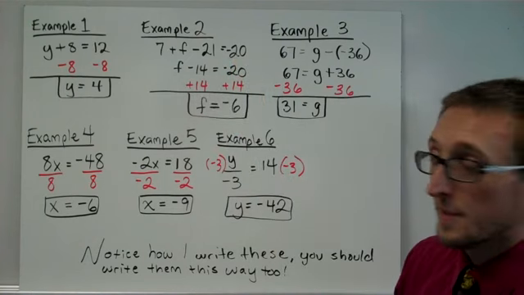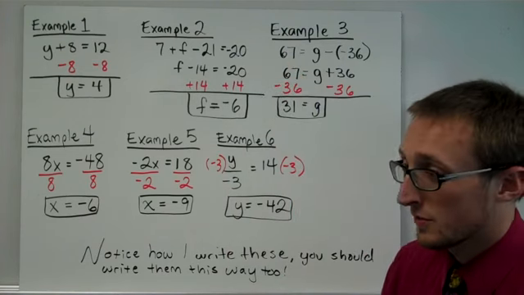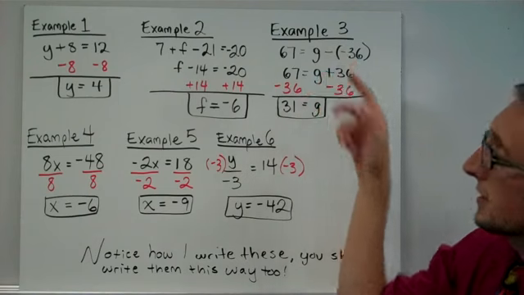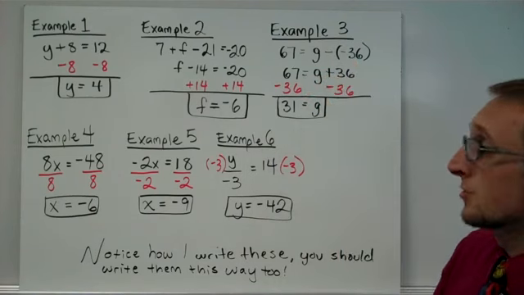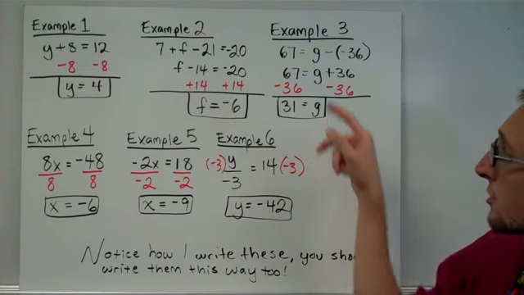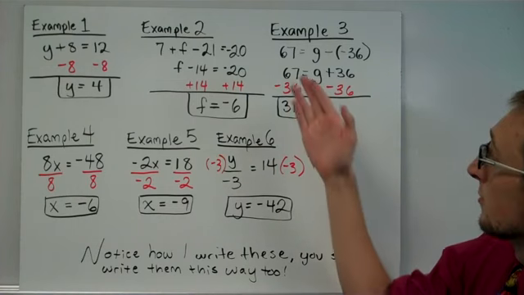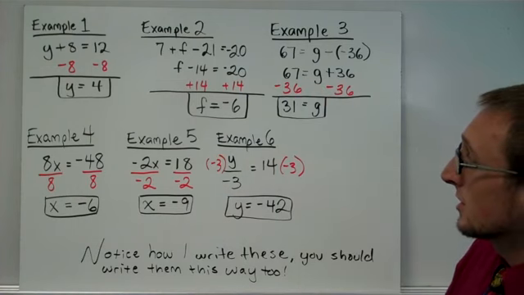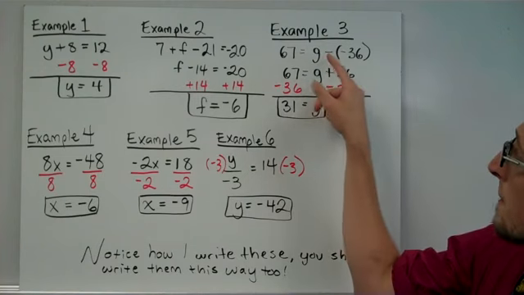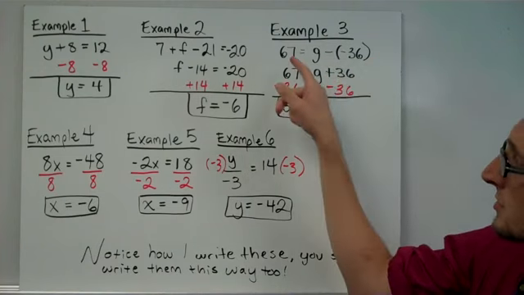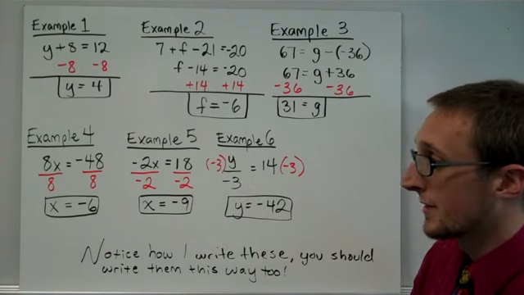Let's look at example 3. 67 is equal to g minus negative 36. First things first, whenever you see a minus negative, you should immediately go, oh, that's the same as adding. So now that we know that, since we're adding 36, we want to subtract 36 on both sides of the equal sign. When we do that, 67 minus 36 is 31. So let's check and see if we got that one right. It's 31 minus negative 36, 67. Or is 31 plus 36, 67? It sure is, so we got that right.